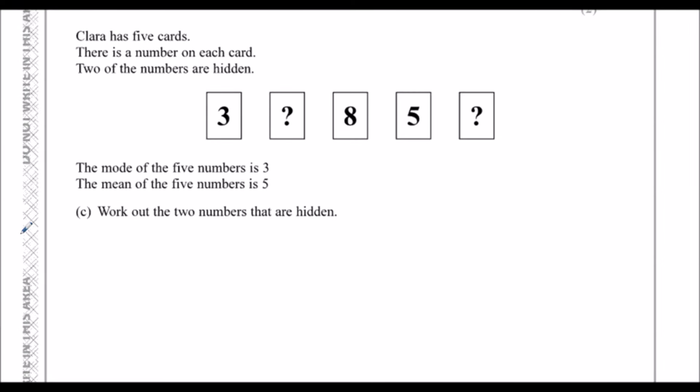Clara has 5 cards. There is a number on each card. 2 of the numbers are hidden. The mode of the 5 numbers is 3. So the most common number is 3. So straight away we can say there must be another 3.